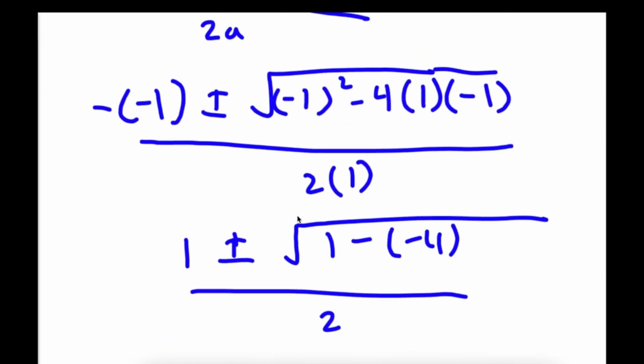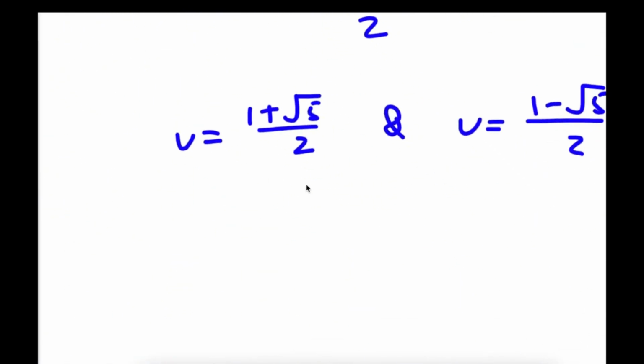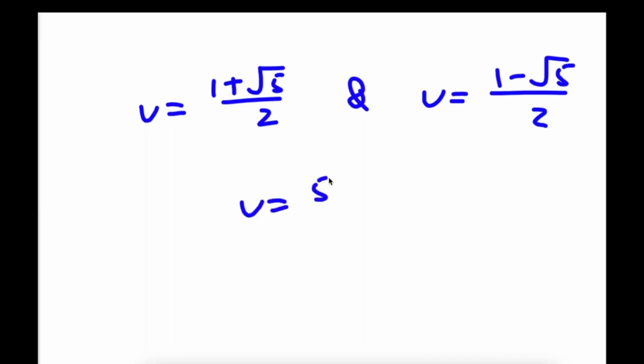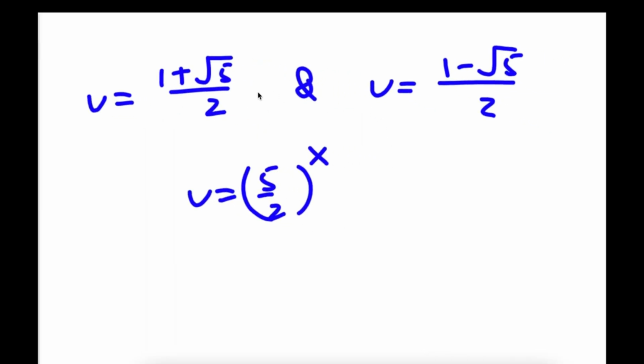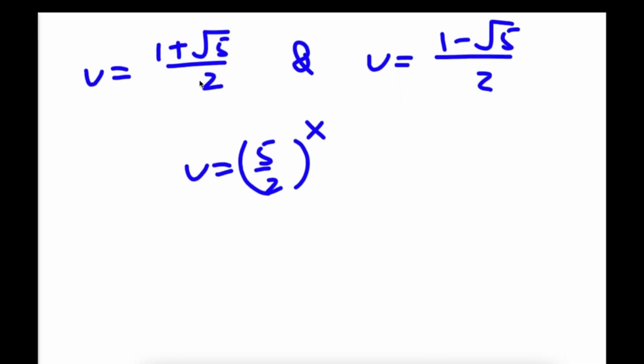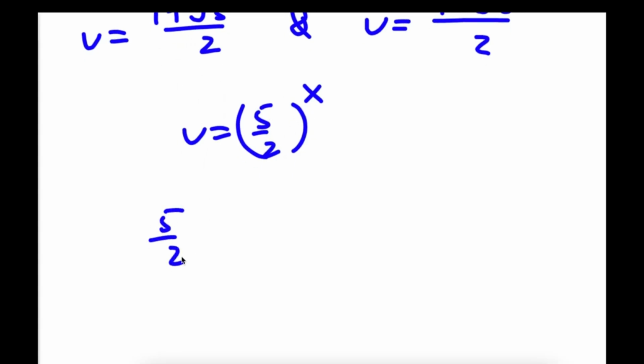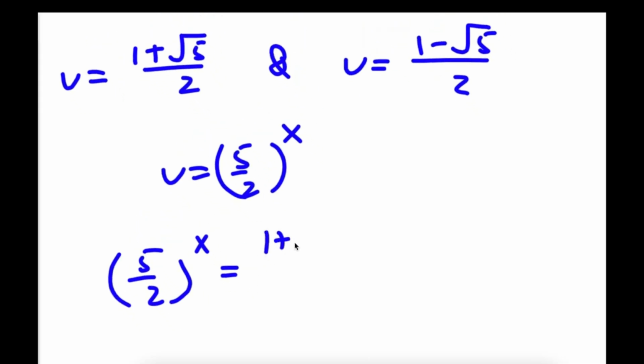So remember how we stated that u is equal to (5/2)^x. So if u is equal to (5/2)^x, and I already have two values of u, let's first try 1 plus square root of 5 over 2 and see what we get. So I'm going to substitute in (5/2)^x for u. So now I get (5/2)^x is equal to 1 plus the square root of 5 over 2.